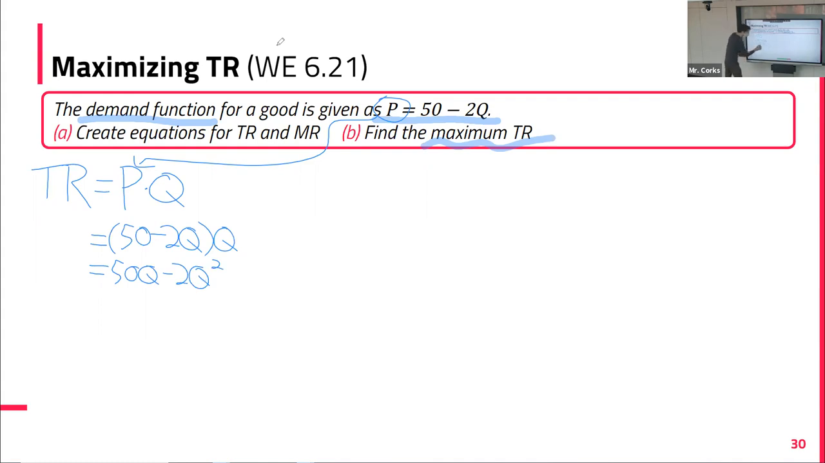Okay, so negative something Q squared. We know that we're going to have basically this kind of shape. We're asked to find a maximum. We have our derivative tools. It seems all possible here. But before we get to that, the question is also asking us to find MR.